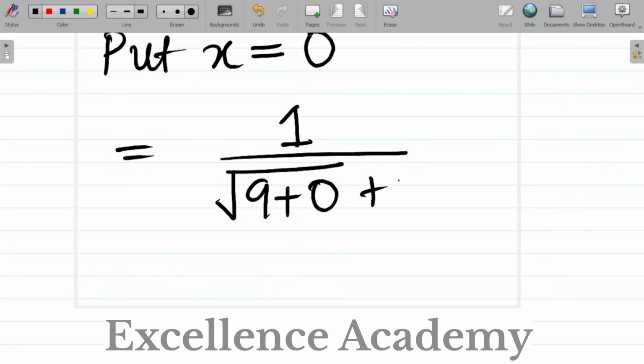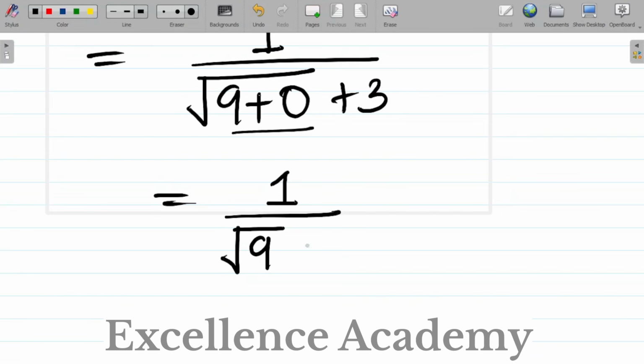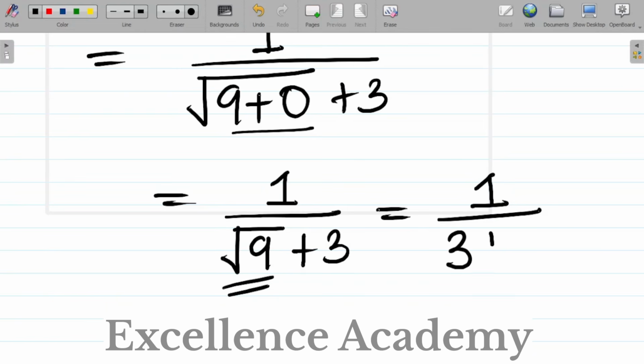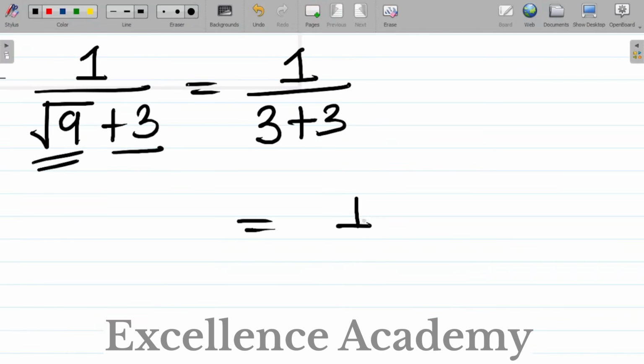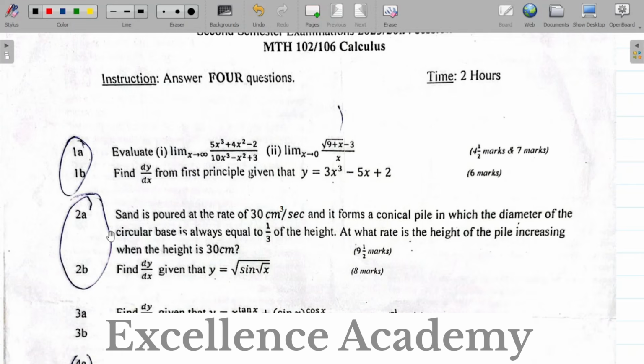So this plus 3. Further simplified, this is equal to 1 all over root 9 plus 0. 9 plus 0 gives you 9. That becomes root 9 plus 3. And that's equal to 1 all over, root 9 here is 3. That's 3. Then plus this 3 here, plus 3. And this will be equal to 1 all over 3 plus 3, which is 6. So my answer here is 1 over 6. That's the answer to this question. Let's look at the next question.